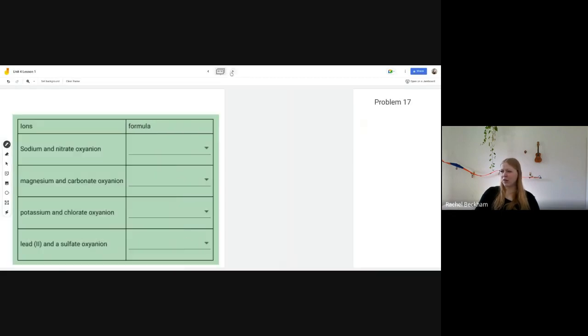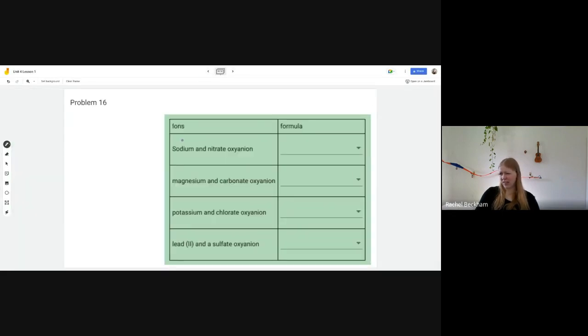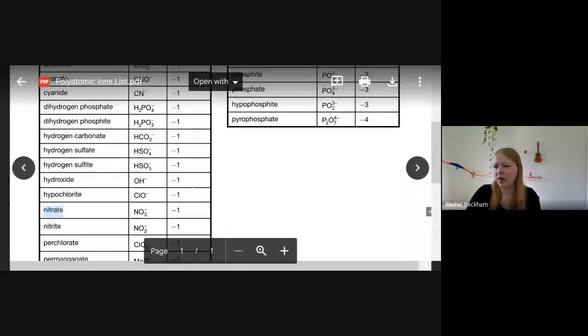This is asking you to look at your polyatomic ion sheet. So it's asking you to make a formula out of this. So for sodium, let's look at one example together. Sodium is Na on the periodic table, and it has a +1 charge. Nitrate, if they end in "ate," see how these all end in "ate"? That means that it is a polyatomic ion that we have to look up. And so looking up nitrate right here, nitrate is NO3 with a -1 charge.